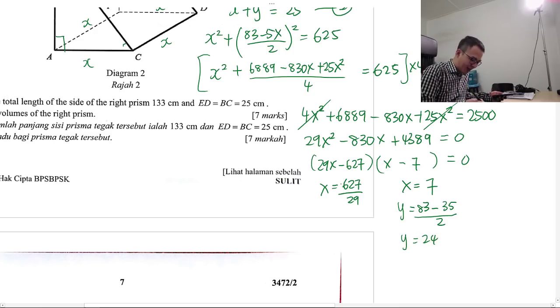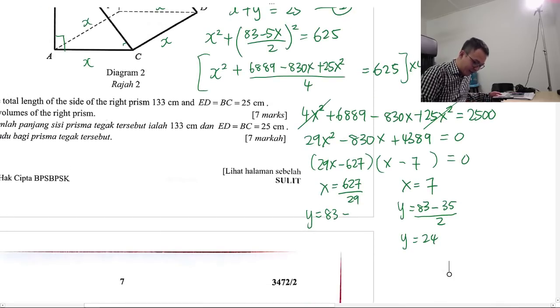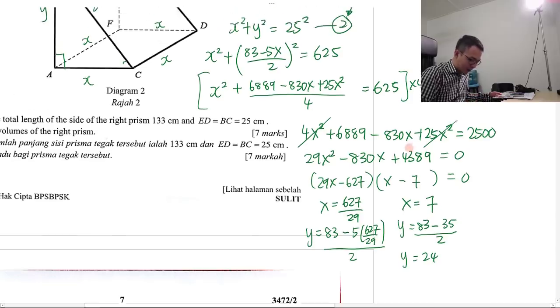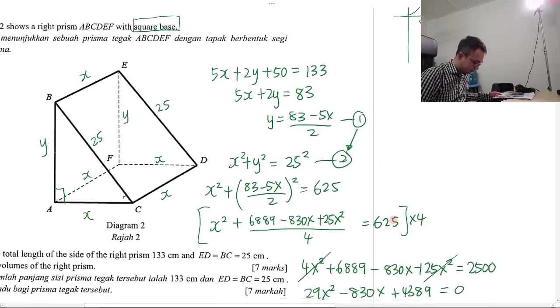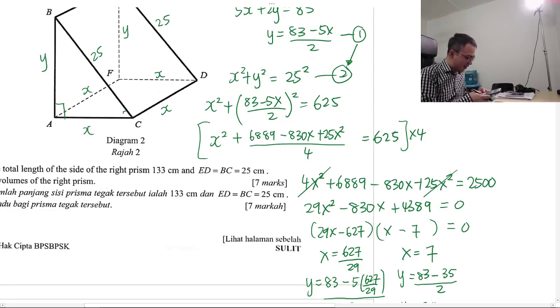So what if the x is a weird number like this? We still need to try to find it, because we do not know which is the correct one. 83 minus, is it 5? Yeah, 5 multiply this number divided by 2. Alright, so yep. Actually we do not need to do this one.